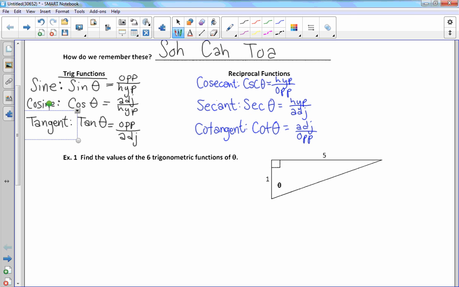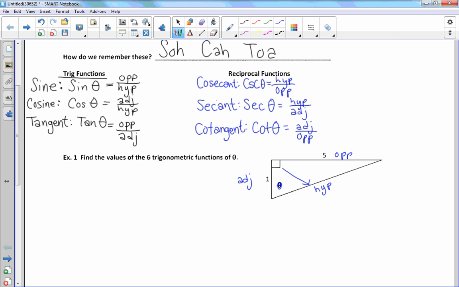Okay, Aaron, what did you label the 1? Thumbs up or thumbs down, do you agree? Yeah, and this is our theta, it's pretty easy. Okay, Aaron, what did you label the 5? Thumbs up, thumbs down, yes or no? I agree. And so this would have to be the hypotenuse, is that right? So it's across from the 90-degree angle. Make sure yours matches, that's correct.